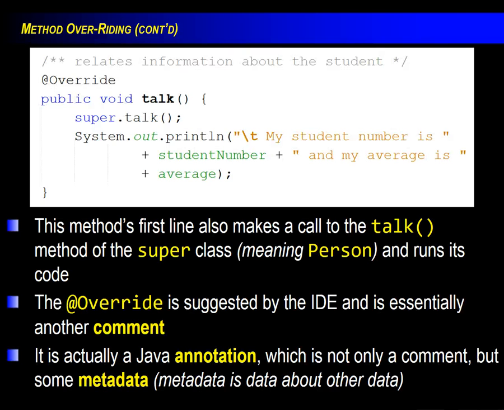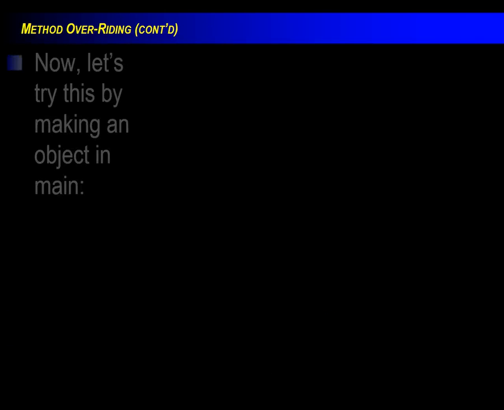So as it says here in the notes, this first line here makes a call out to the talk method of the superclass, which in this case is person, and it runs its code. And that little symbol @Override is suggested by our NetBeans IDE and is essentially another comment. And it is what's called a Java annotation, which is basically what's called metadata, a word which means data about data.